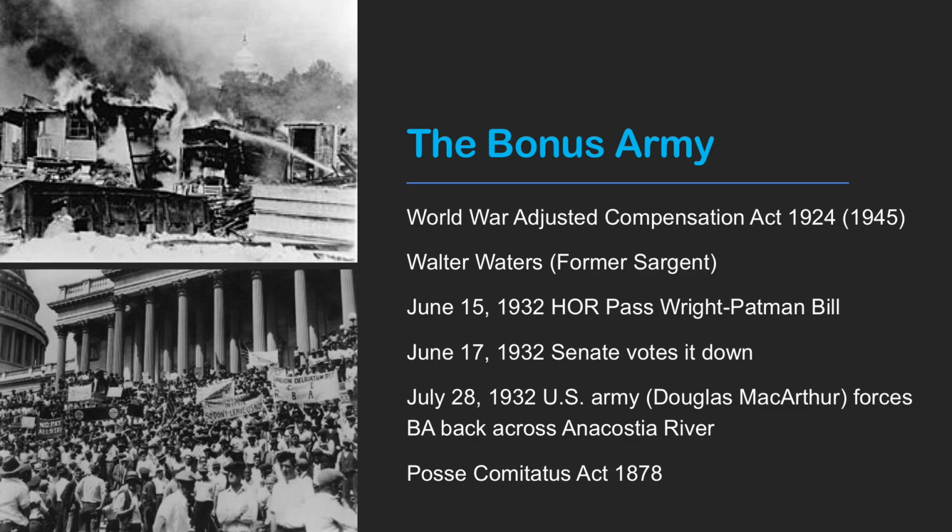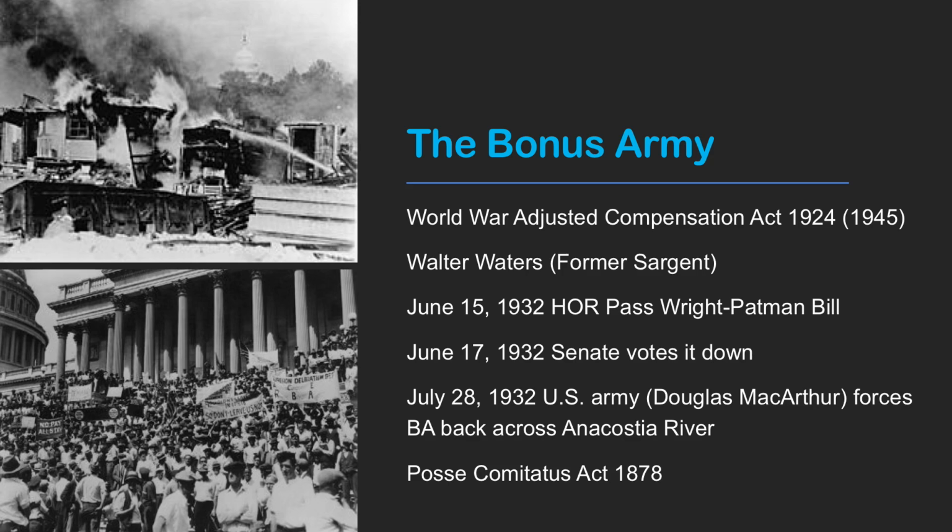MacArthur decided not only to move them back across the Anacostia River, but against orders, he attacks Hooverville. He tear gases it. But the tear gas is explodable. And this is cardboard and plywood, and you set fire. They set fire to Hooverville. To this day, it's very controversial. How many people were hurt? How many people died?